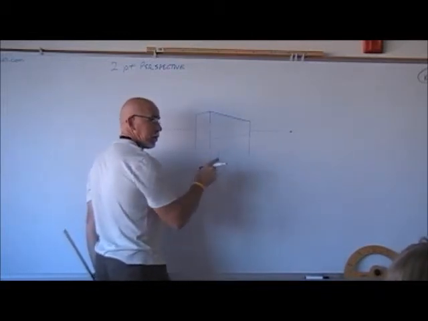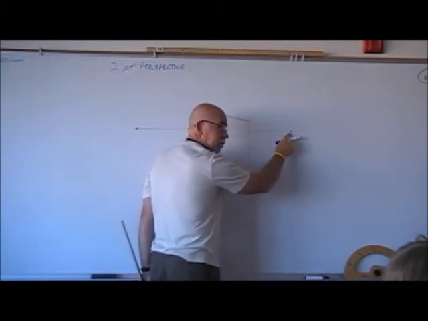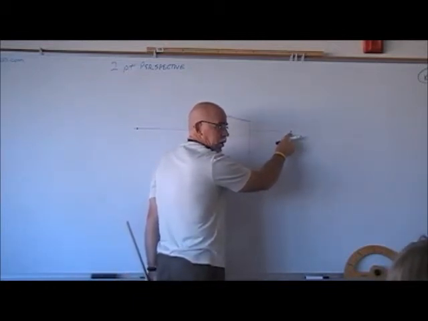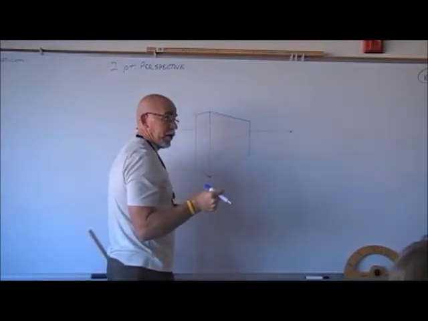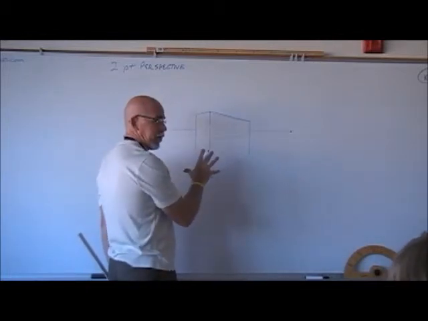Where are they going to cross? Right at the vanishing point, right? That is where they would cross. So they're not parallel in your picture, but in reality, are they parallel? Yes. That's how we're distorting it, right?